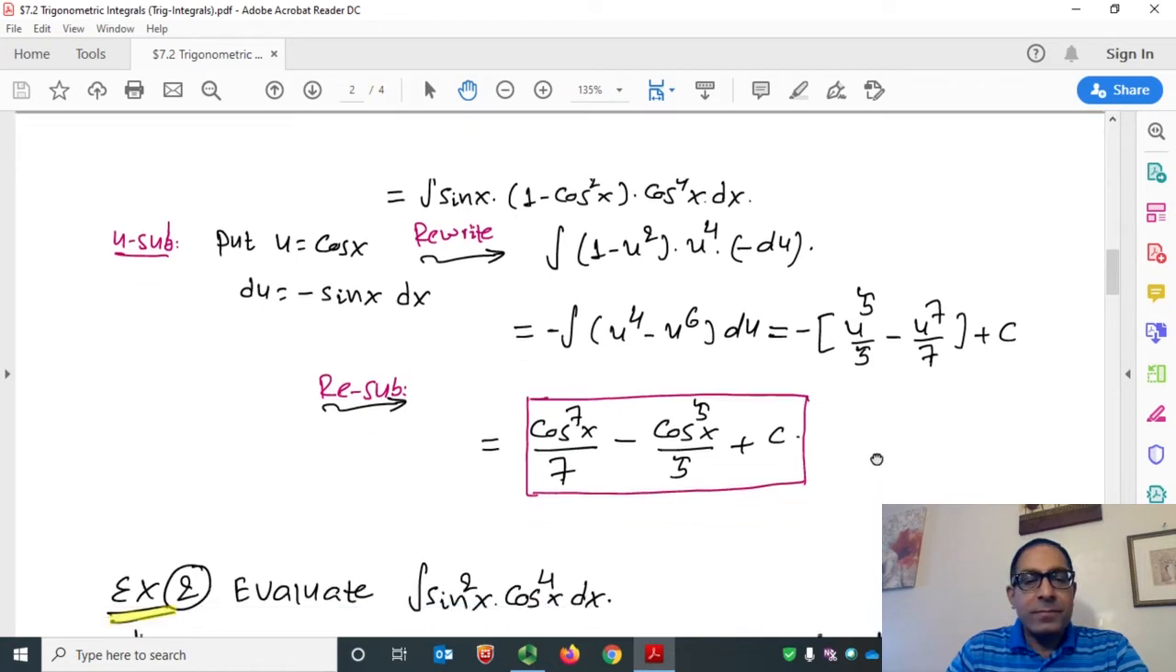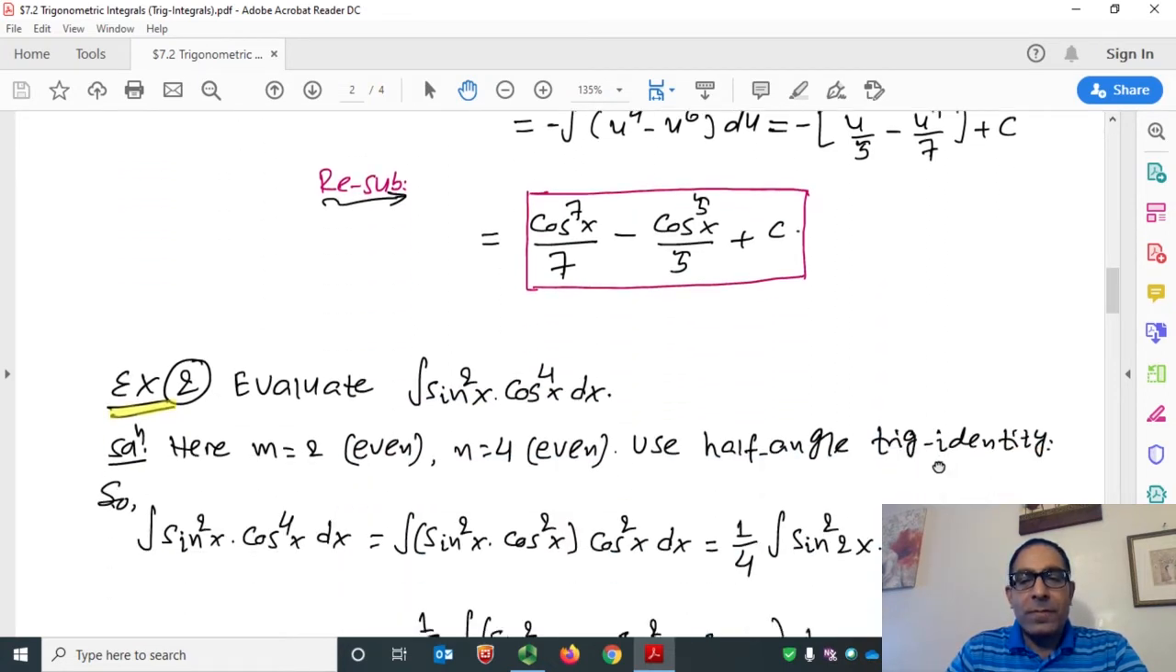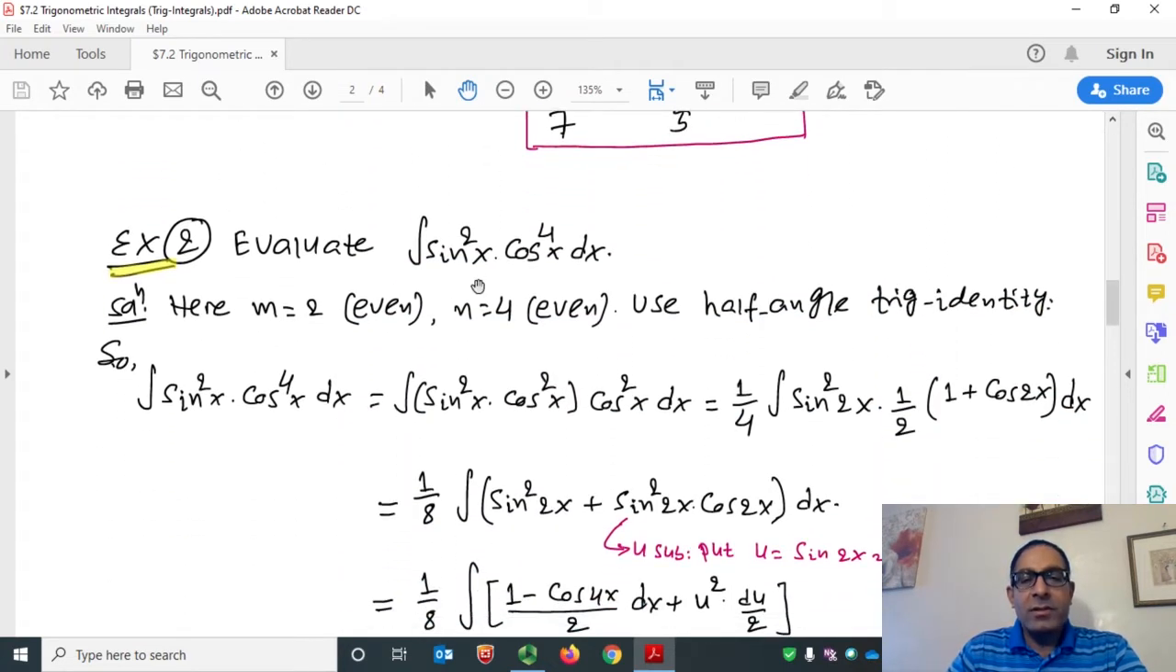Let's continue. Example 2. Evaluate the integral sine square x times cosine to the power 4 x dx. So now in this case, both of the trig functions have even power. Here m is 2, m is the power of sine, and n is the power of cosine, so n equals 4. Then the idea says use the half angle trig identity. So let's start the solution here.